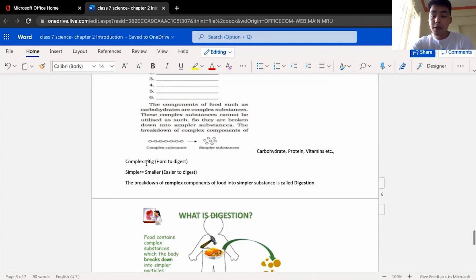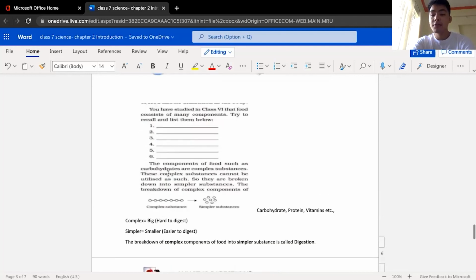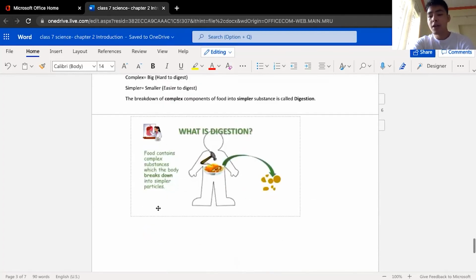See, the complex, big part is to digest. They are simple, such as smaller and easy to digest. Digest means the process. So digestion refers to the breakdown, or making small.